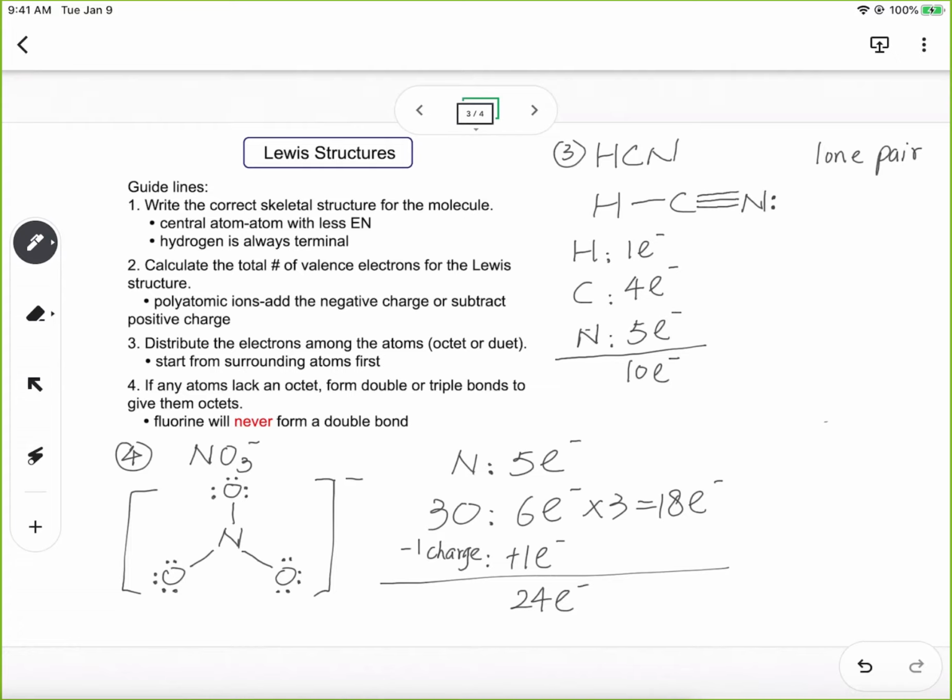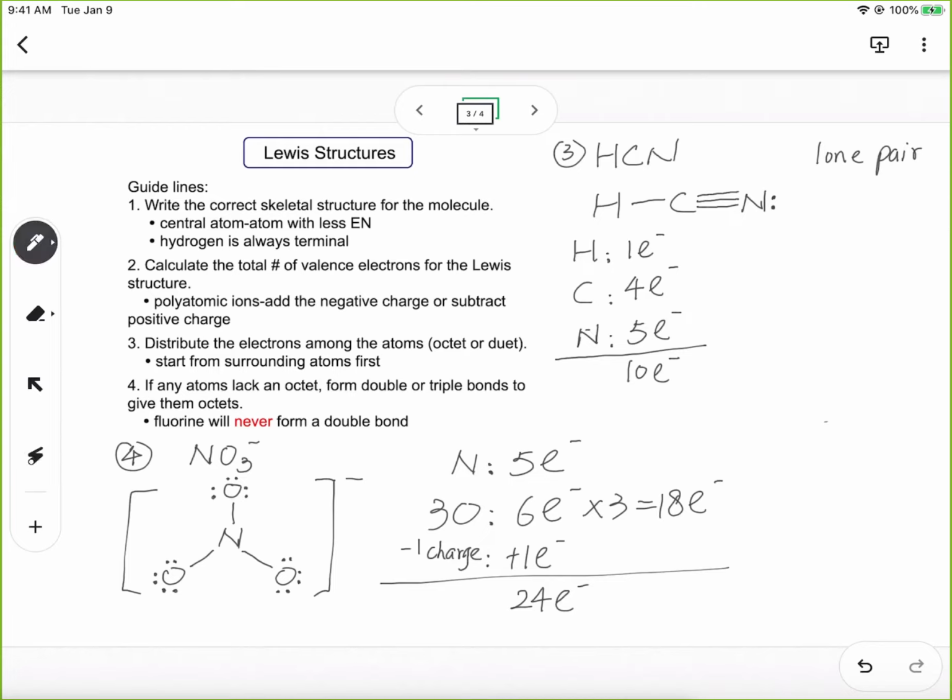All right. Now let's see how many valence electrons we've already used. This one 8, oxygen is happy. This one 8, oxygen is happy. This one 8, oxygen's also happy. So 3 times 8, 24. We've already used the 24 valence electrons. We don't have any extra electrons to make nitrogen happy, but it needs 2 more electrons to satisfy the octet rule.